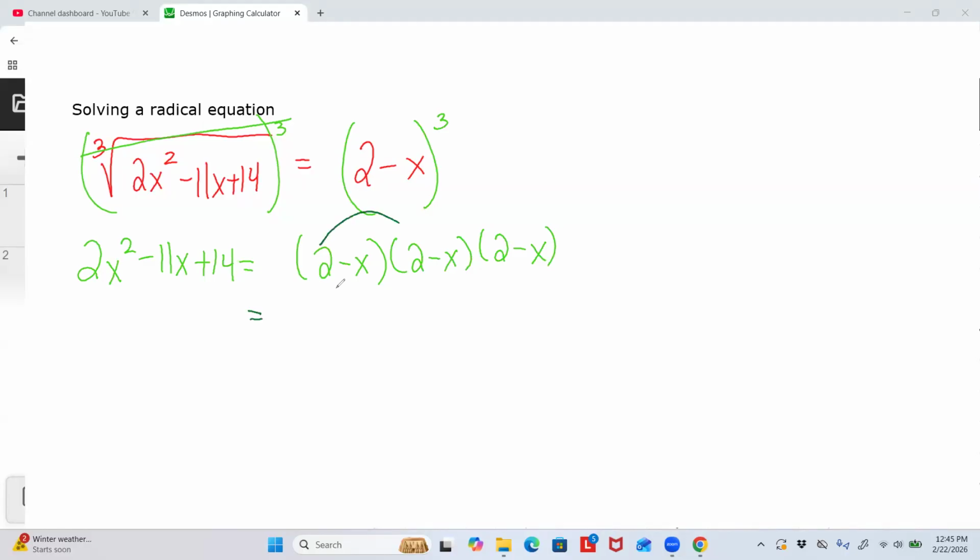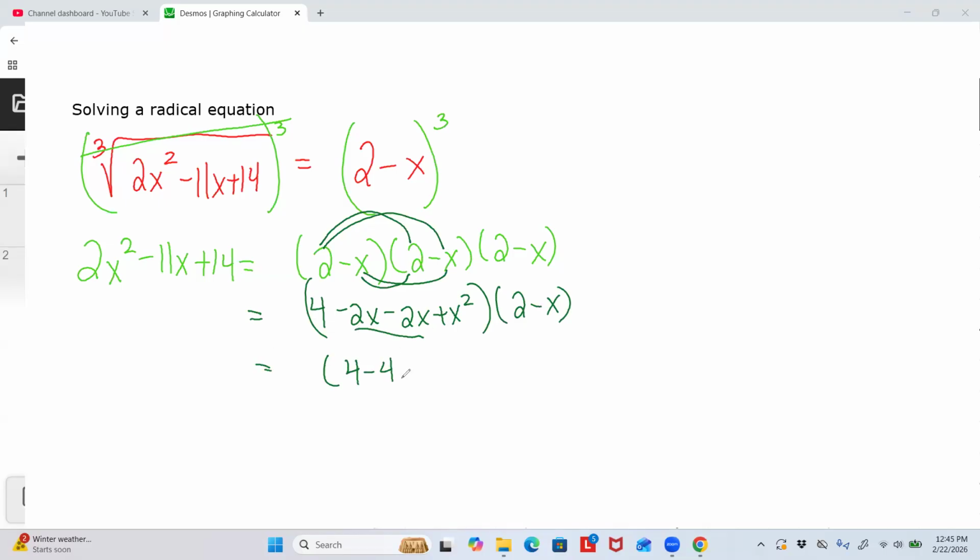All right, so 2 times 2 would be 4. This would be negative 2x, and positive x squared. And then I'm just going to drop that third one down. Combining like terms would give us 4 minus 4x plus x squared. And still dropping that third one down. And then let's multiply again.